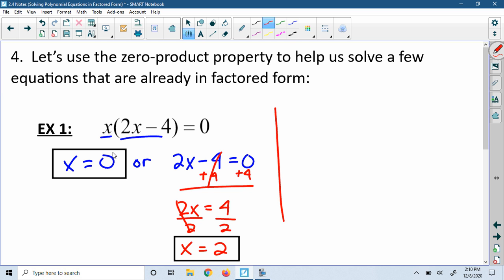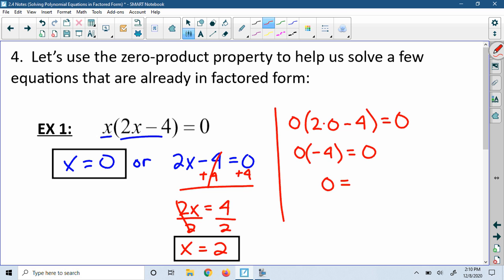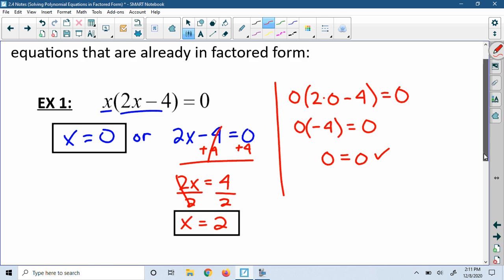You don't have to do this on your notes, but over the years, if you ever wanted to check your solutions, you always took the solutions and you plugged them into the original equation. So over to the side here, I'm just going to do that. First, I'll check the 0. So I'll plug in the 0 for all of the x's, and hopefully it really does equal 0 in the end. So 2 times 0 is 0, minus 4 is negative 4. So the whole thing in the parentheses turns into negative 4. 0 times negative 4 really is 0. So that one checks out just fine.